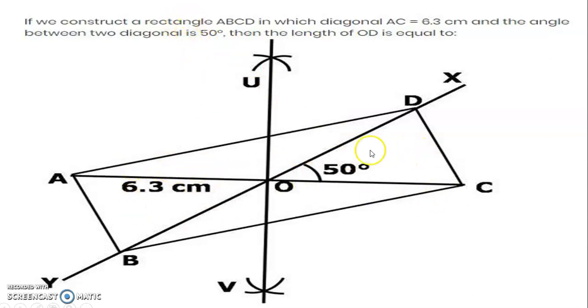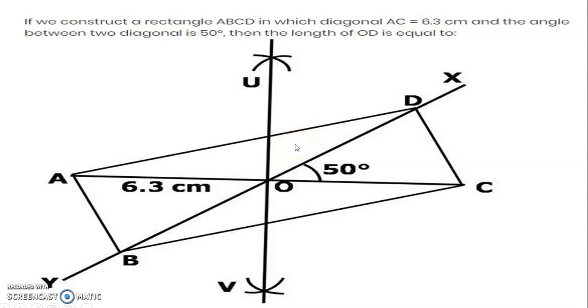Yes, the diagonal measurements of a rectangle are equal. Two diagonals will measure equal. If AC is 6.3, what about BD? BD is also 6.3. But is it true for all parallelograms? No, children. Of course, this rectangle is a parallelogram, I agree.